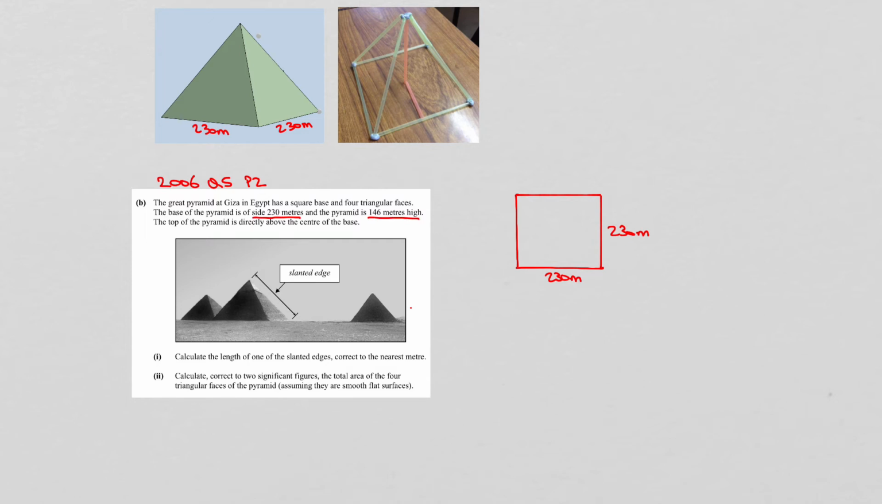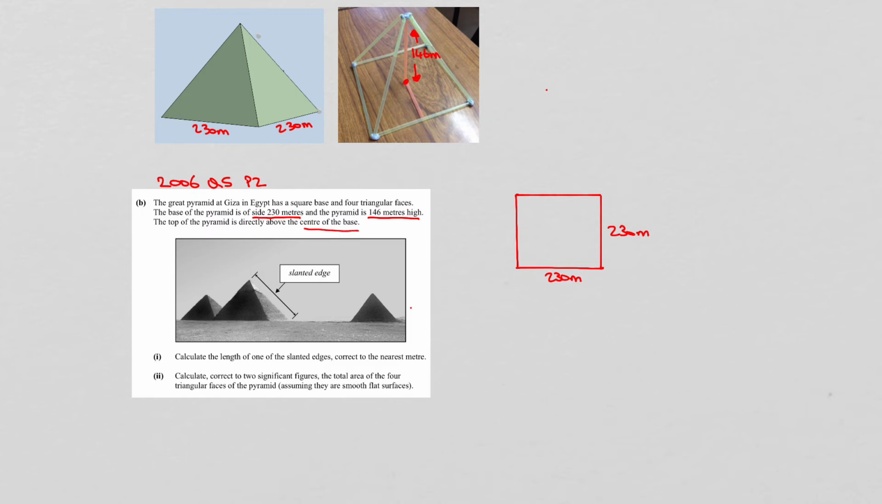The next piece of information we're given is that the pyramid is 146 metres high. If we look inside that pyramid with the straws, we can see that 146 metres high is this middle orange straw, the one from the top to the centre of the square base. It says the top is directly above the centre, and we saw that in the video also.